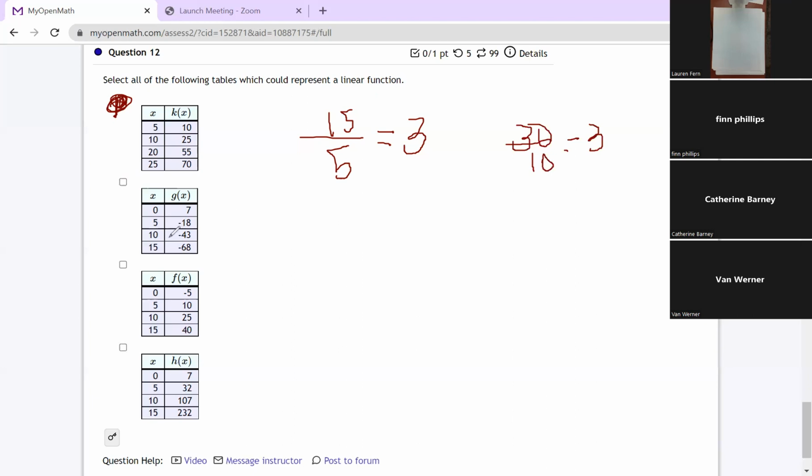Okay, let's look at the next one. Notice here it changes by 5. My y values change by 5. What are my function values changing by? Negative 25.